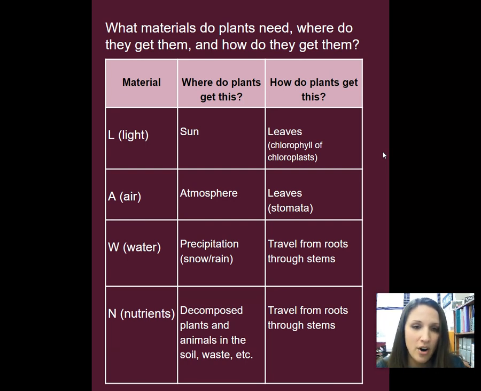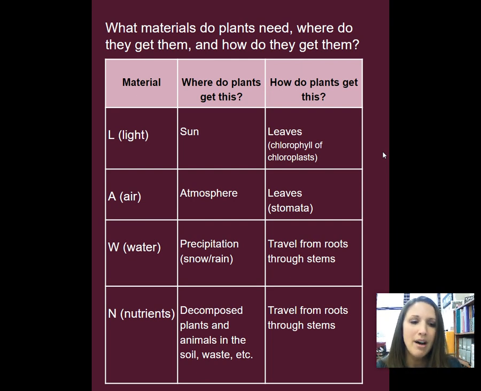Nutrients are the same as far as how they get into the plant. Nutrients is the fourth thing plants need. Okay, nutrients are basically decomposed plants and animals in the soil, so dead stuff that gets broken down so the plants can use it. We've talked about before, if there were no things decomposing the dead plants and animals in the soil, they'd all just be sitting on the playground and we'd be trying to dodge them while we're playing kickball and stuff.